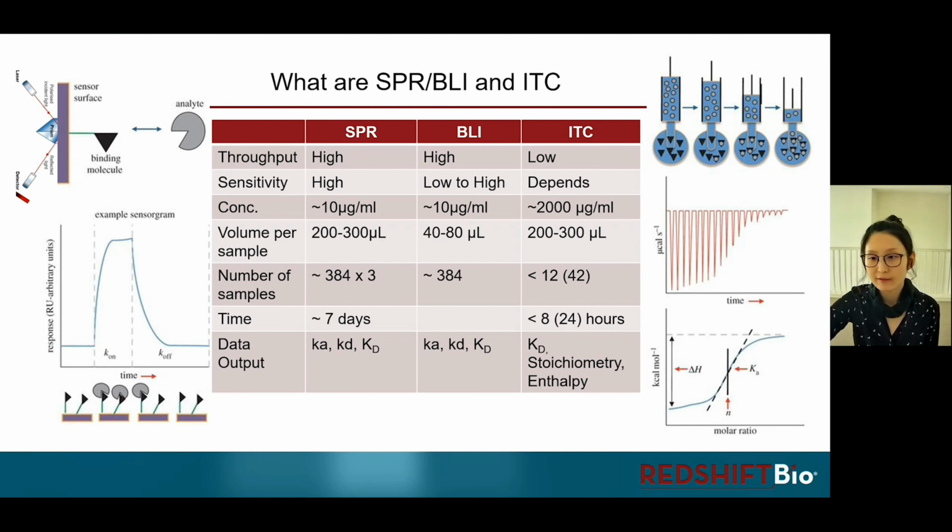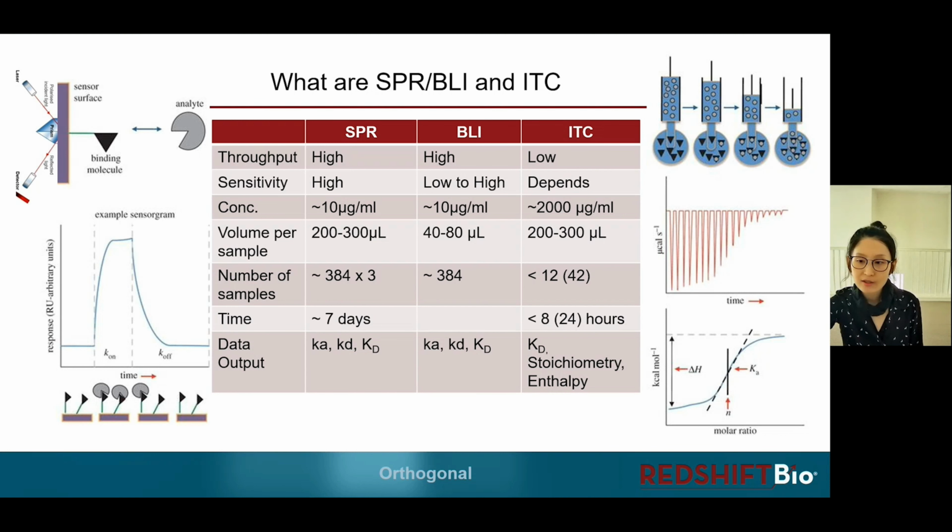So the data output of SPR and BLI are the same, the K on and K off. Then you calculate the big KD. ITC only gives the big KD without K on and K off, but it quantifies the stoichiometry and enthalpy, which cannot be achieved by SPR and BLI. So ITC acts as an orthogonal technology to SPR and BLI, as it measures the same big KD in a completely different way. In fact, using orthogonal technologies is requested by FDA.